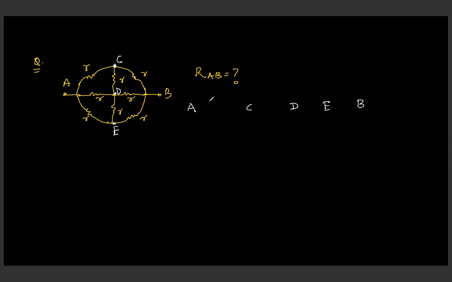We can find A to C is R, between C and D it is R, and between D and B it is R. I'm not going to draw it for long. And again we found one more resistance connected between C and B, also R. So you can see it is going to be quite difficult and it is complex.